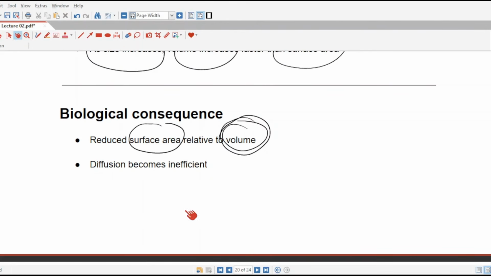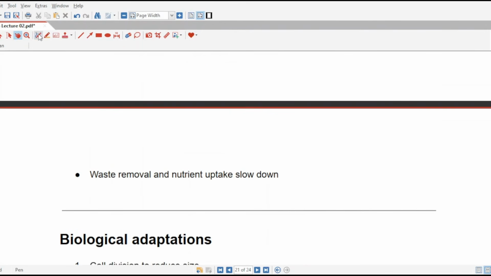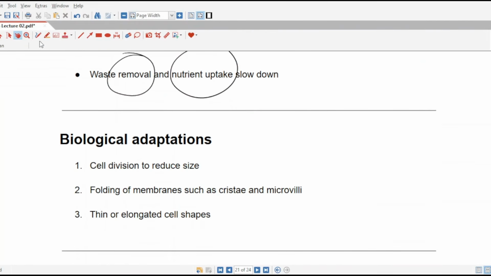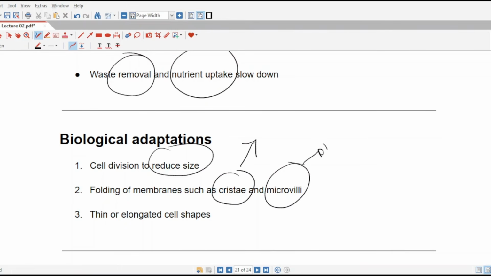And that's why the cell becomes small. Because if the cell becomes large, the volume will increase and waste removal and nutrient uptake will slow down. And that's included in this biological adaptation. And this explains biological adaptation. The cell divides to reduce size, and there is folding of membranes, such as cristae, which is found in mitochondria, and microvilli, which is found in the intestine.